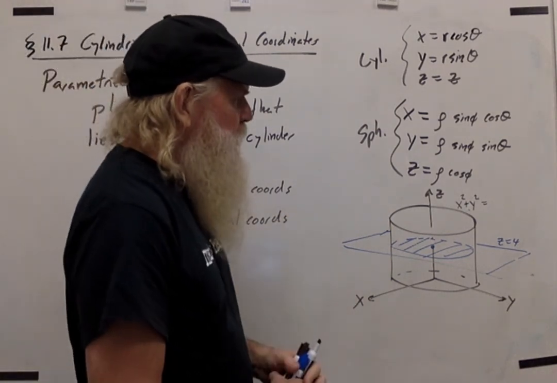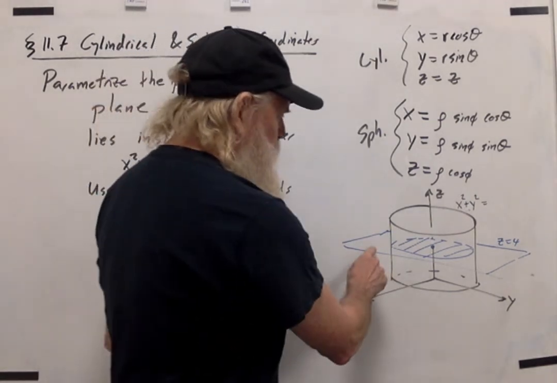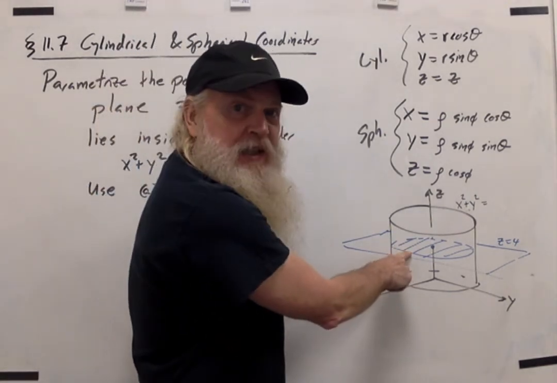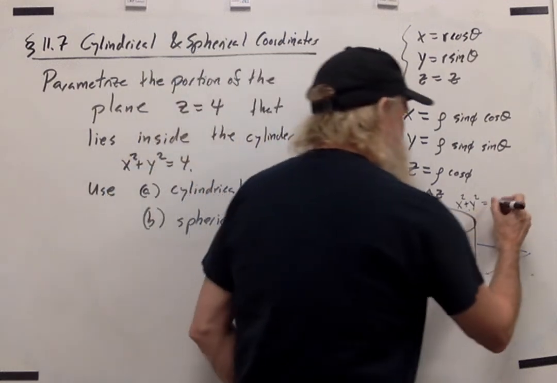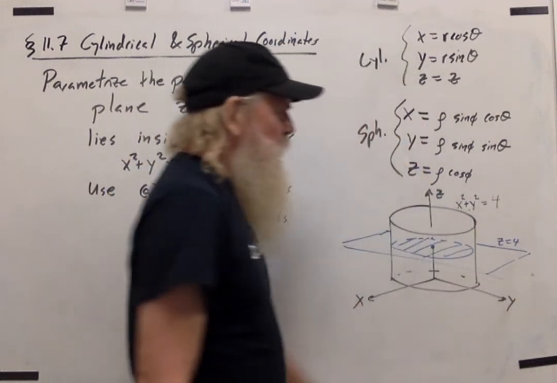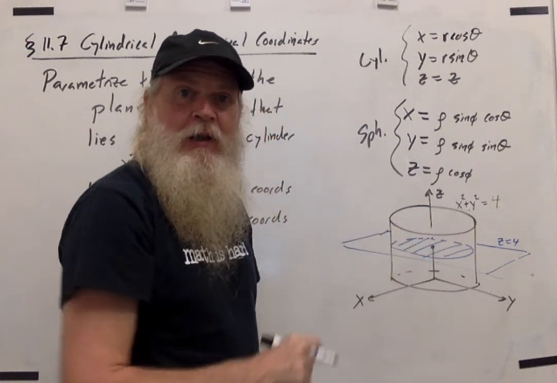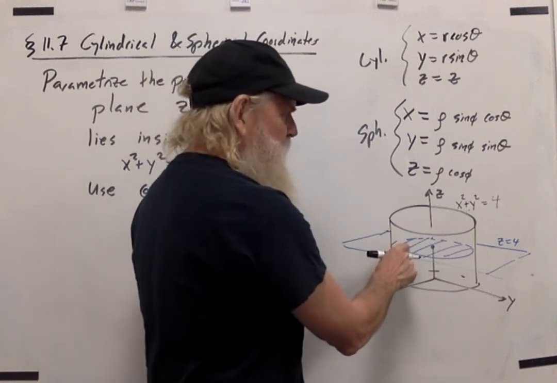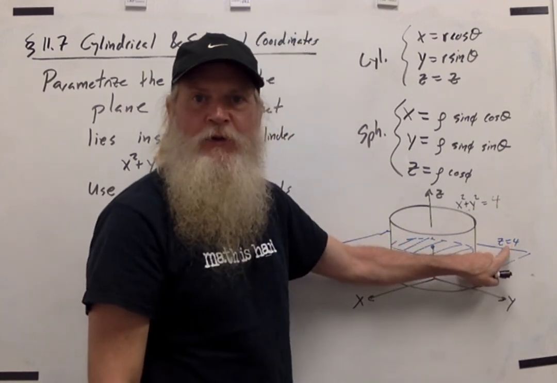So first of all, let's make sure we understand the region. The region is going to be a part of the plane. So here, this is going to be this blue disk, which is inside the cylinder, x squared plus y squared equals 4. So the cylinder, in a certain sense, is giving us the bounds on the region. But remember, what we're parameterizing is the plane. So we're parameterizing something that has equation z equals 4.